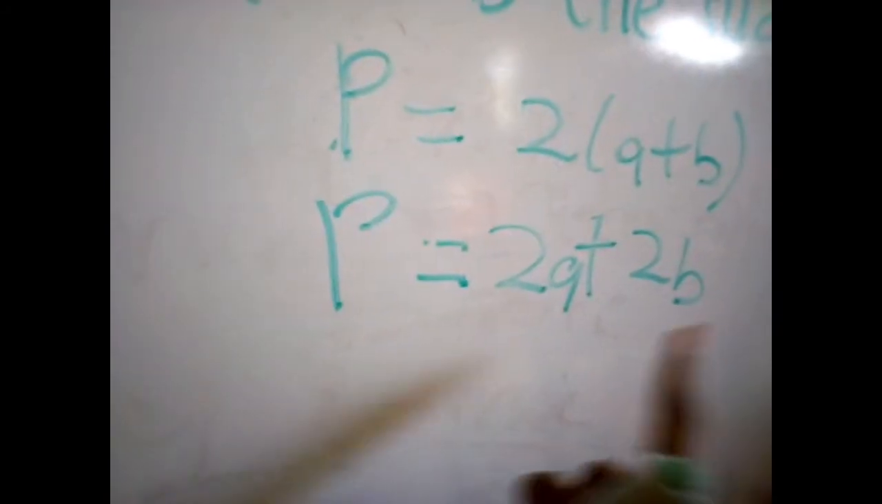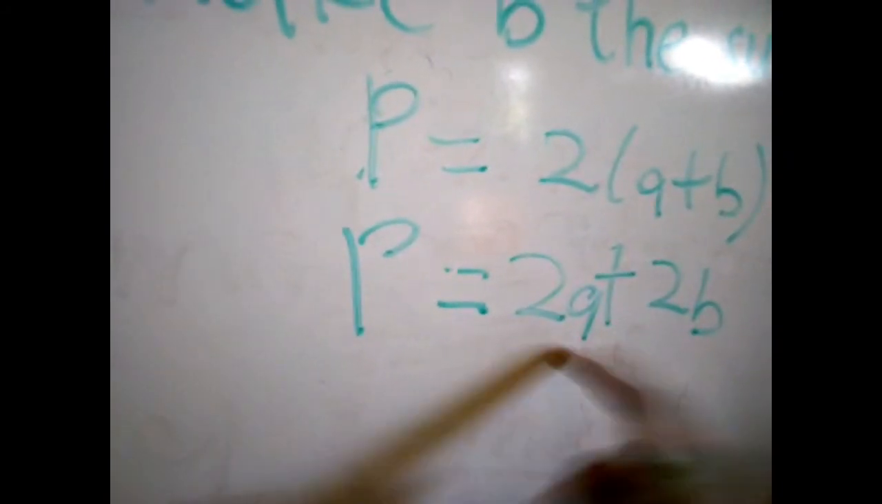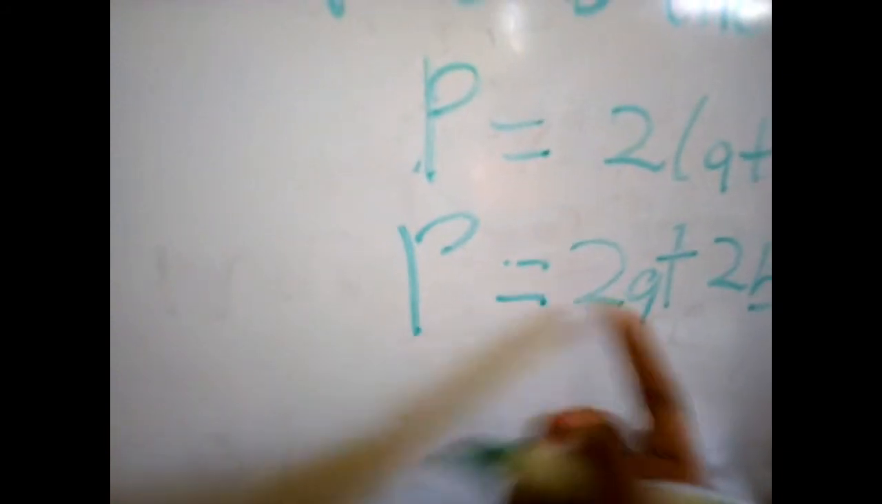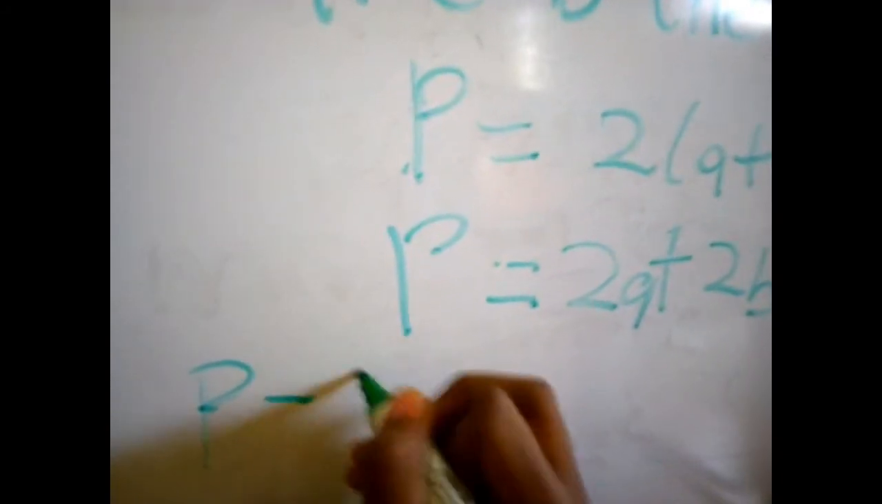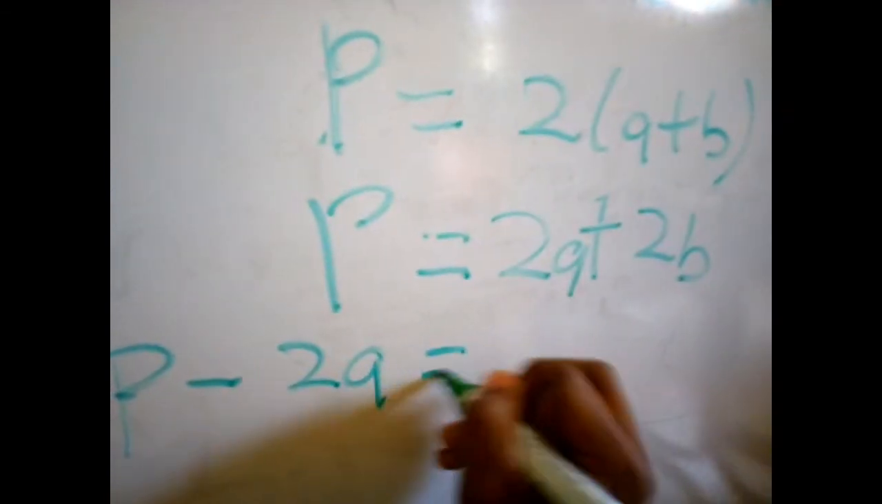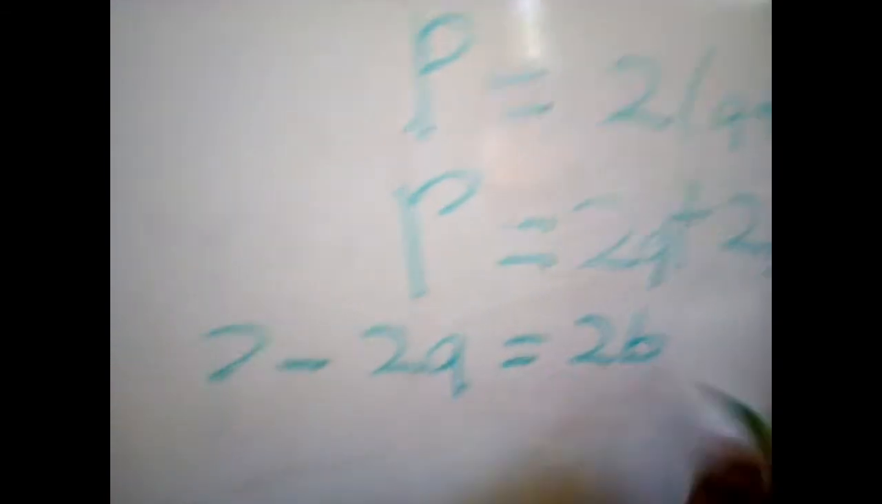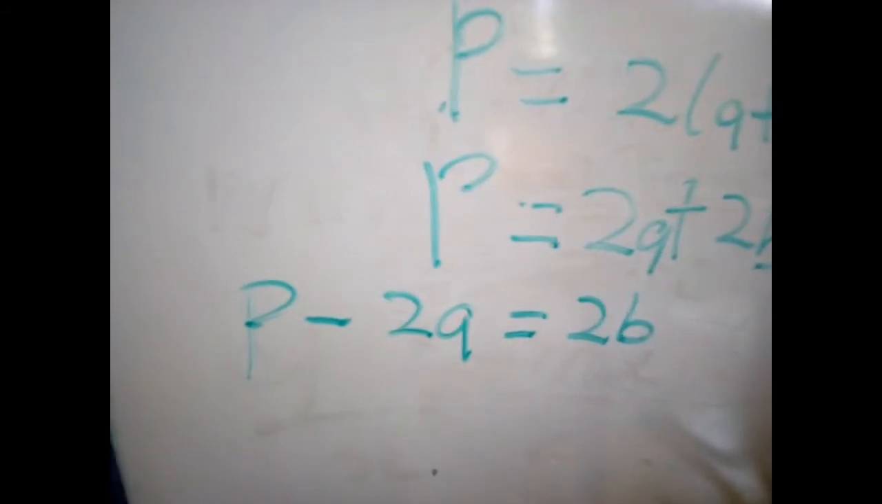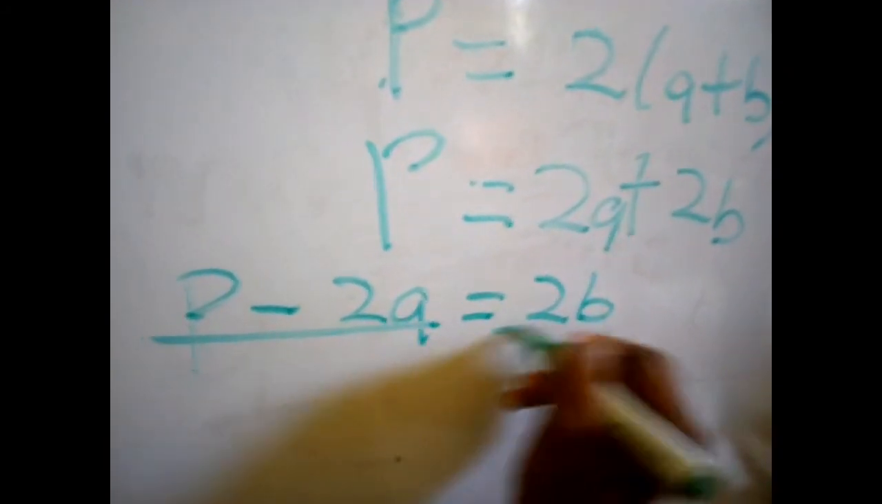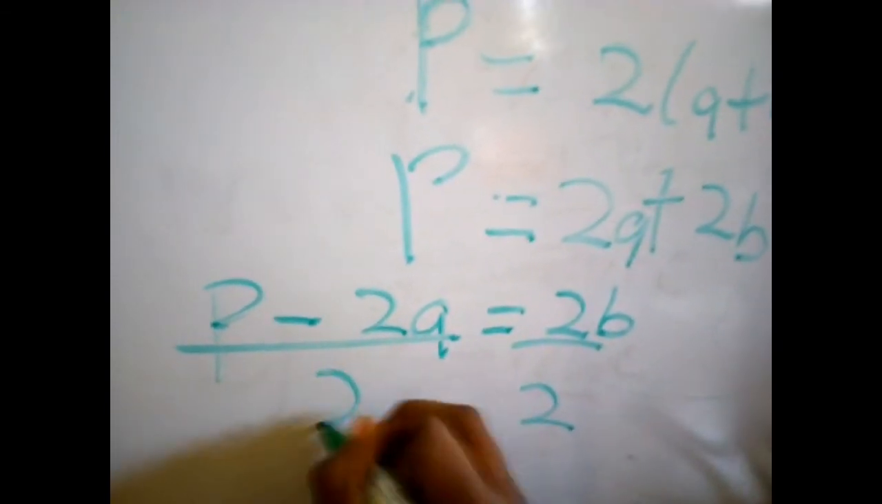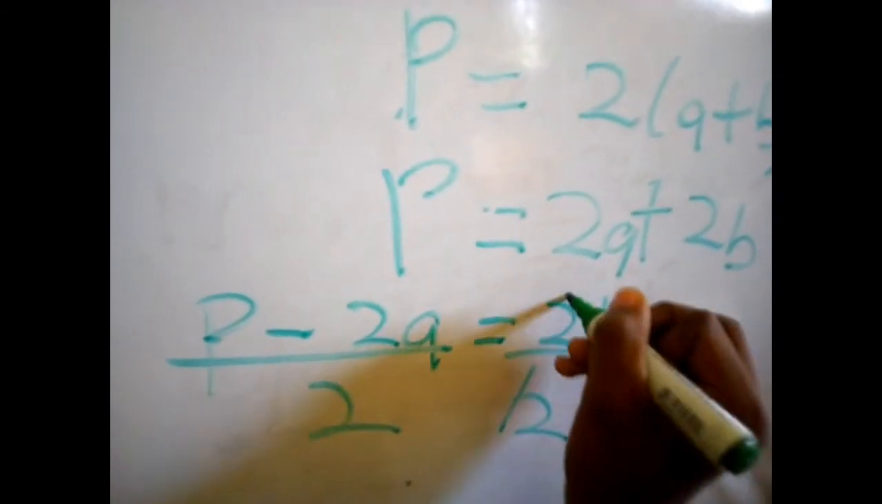So now, to make B stand alone, 2A is going to cross the equal sign. So it will be P minus 2A is equal to 2B. This is what you're going to get from the relation. We are making B stand alone, so we divide both sides by 2. Then 2 will cancel here.